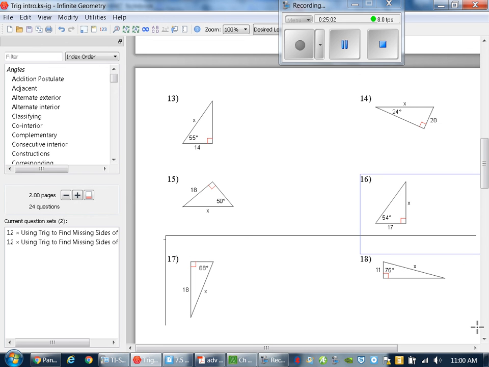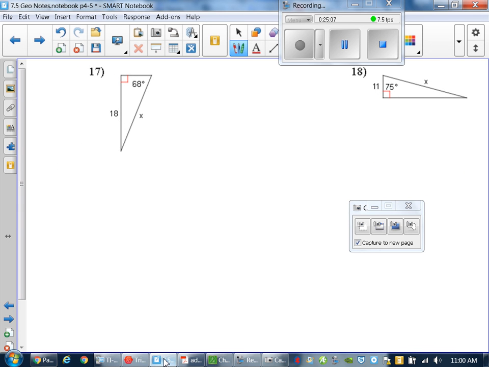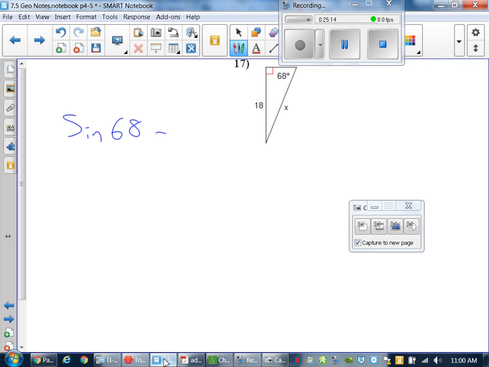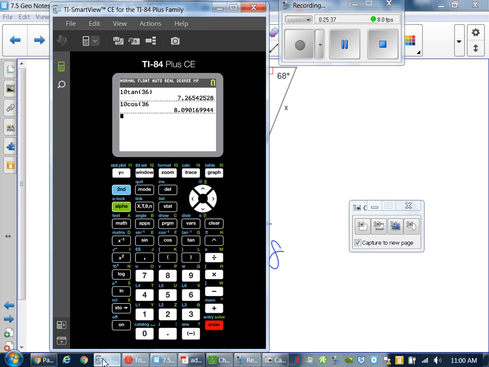Oh, maybe it's 18. So 17, if you did this one, you used cosine, right? I'm sorry, sine. So the sine of 68 is 18 over x. Case 1, case 2. Case 2, so that means it's just x. Then if you press buttons in the calculator, 18.